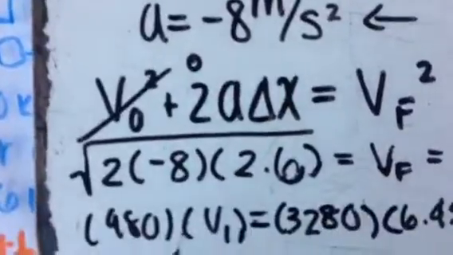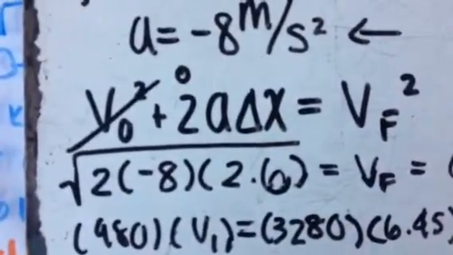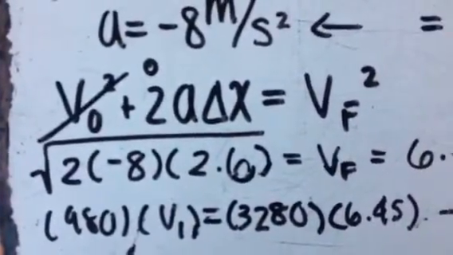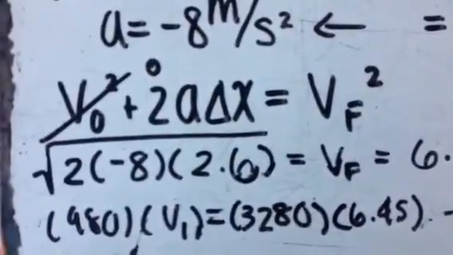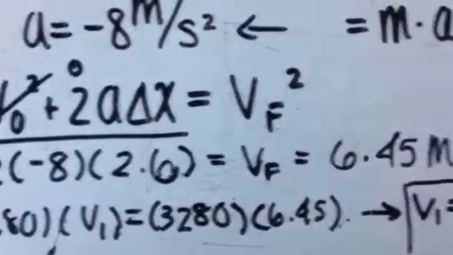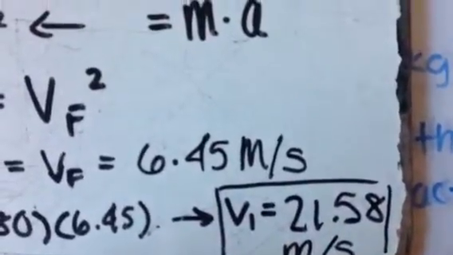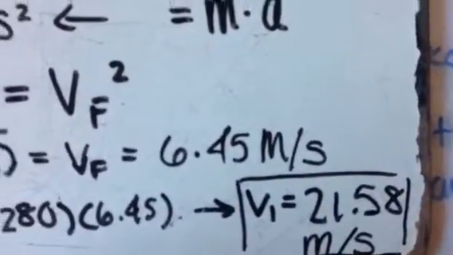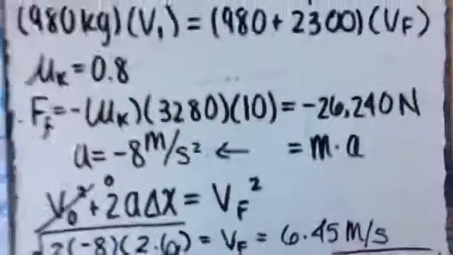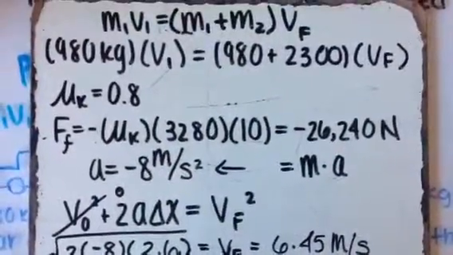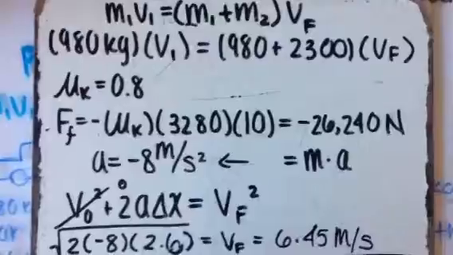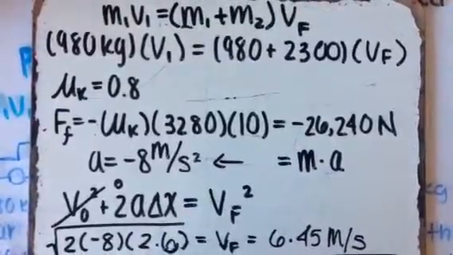Now, plugging it back into our momentum equation, we can find the initial velocity of the first car. And the initial velocity of the first car is 21.58 meters per second. This is the velocity that the car had when it hit the second car.